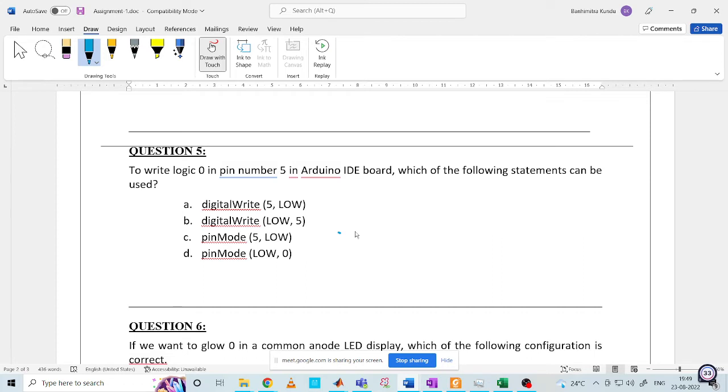To write logic 0. Sir, option number C. Option A, sir, is correct, right? Correct. 5 low. A is the correct answer. 5 comma low. Logic 0. So first you write the pin number, then you write the state.